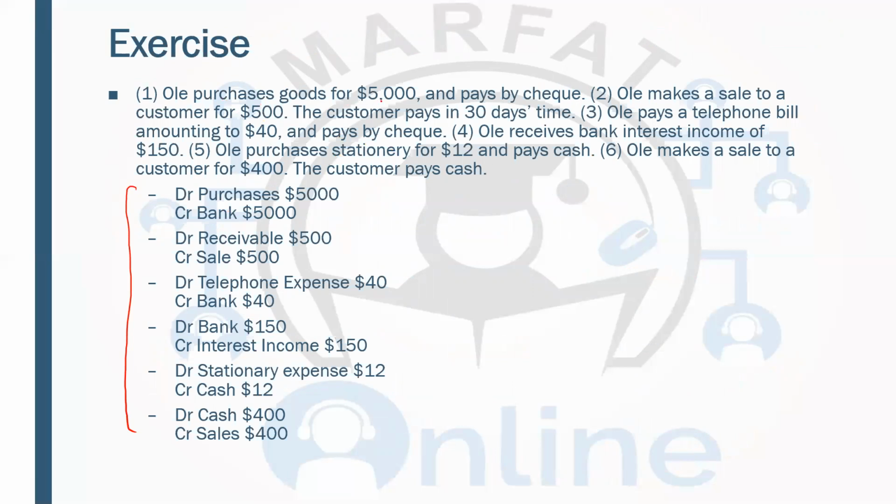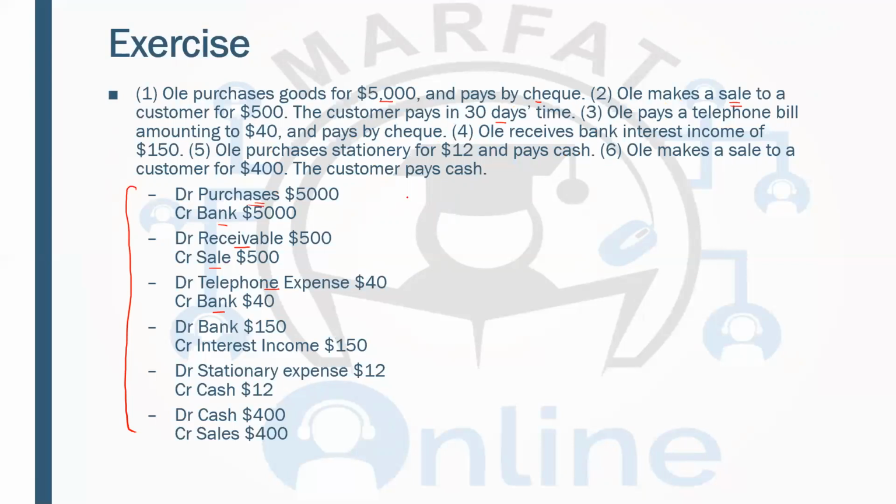Ollie purchases goods for 5,000. Now purchases account debit because we are doing purchases, and pays by check, so bank account credit. Ollie makes a sale, so whenever we have a sale, sale account credit, and then the customer pays in 30 days time, that means the receivable account is going to debit. Ollie pays a telephone bill of 40 and pays by check, so telephone expense debit, and we are paying through bank, so bank account credit.